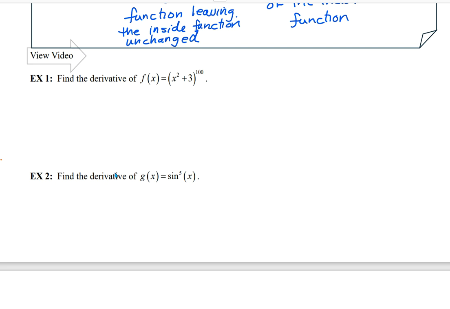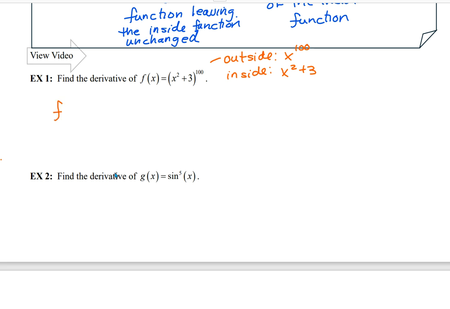So starting off, we're going to take the derivative of f of x, which you can see is a composition of two functions. You don't have to write it down, but it's good to know what your outside function is and what your inside function is. Hopefully it's easy to see that there used to be an x in place of the x squared plus 3 for the outside function to be x to the 100th power. And therefore the inside function is x squared plus 3.